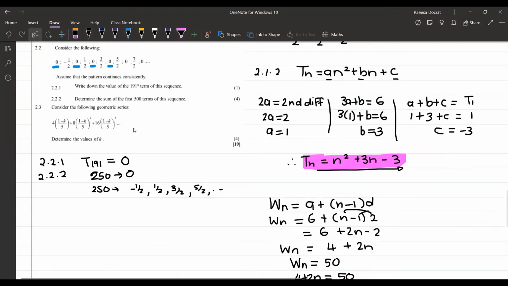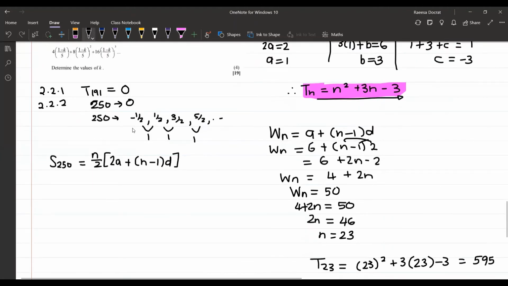So we would like to calculate the sum of 250 zeros, which is 0, and then we would also like to calculate the sum of these 250 terms. For this pattern, the common difference is 1. Each time we are adding 1. This is an arithmetic pattern, so we're going to use the arithmetic formula to calculate the sum of these 250 terms. The formula is n over 2 times 2a plus n minus 1 times d.